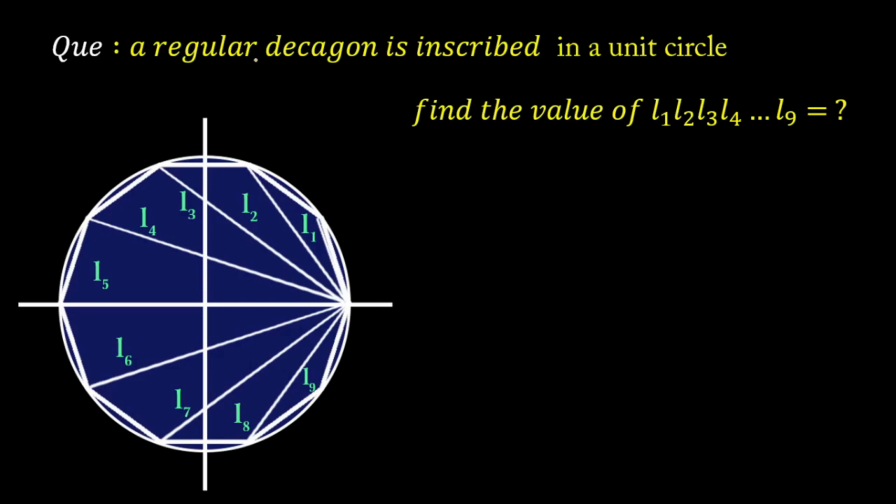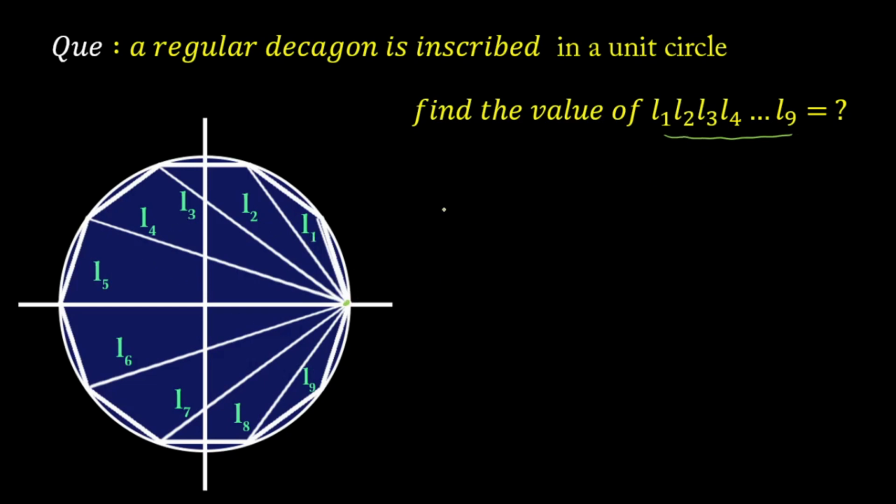The question is: a regular decagon is inscribed in a unit circle, and we have to calculate the product of the lengths of the diagonals that are given from this point. The lengths are L1, L2, L3, and so on up to L9. So we have to calculate the product of the lengths.